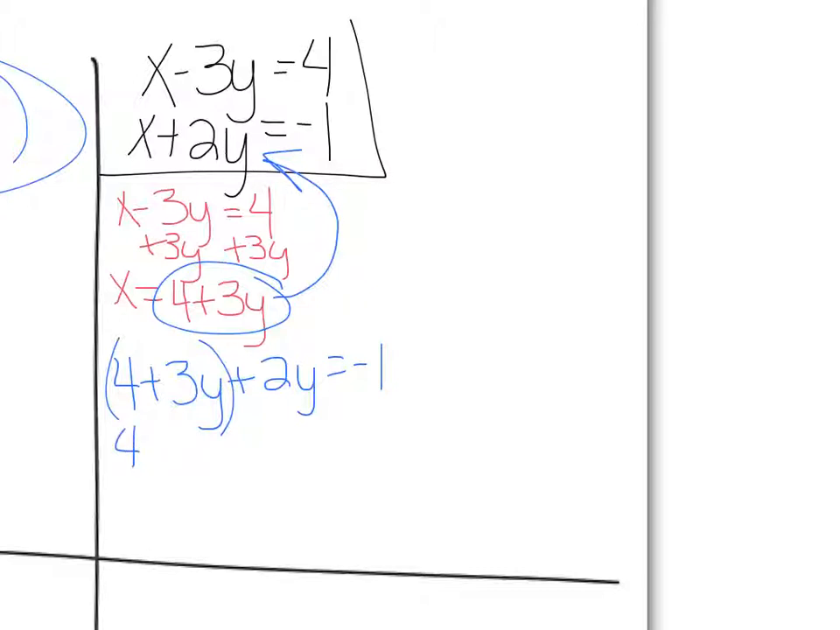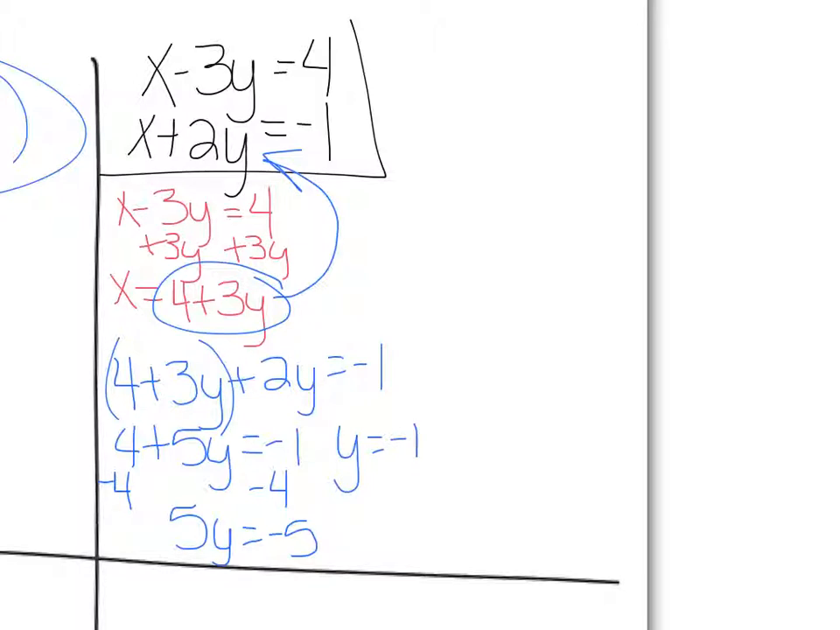If I combine my y's, I get 4 plus 5y equals negative 1. How would you solve for y? Subtract 4 from both sides. So 5y equals negative 5. So what does y equal? Y equals negative 1. Okay, you have y.